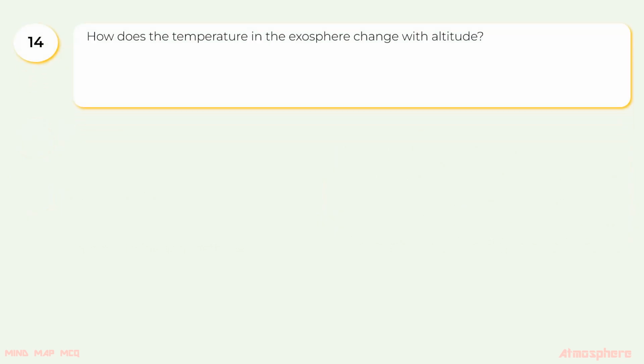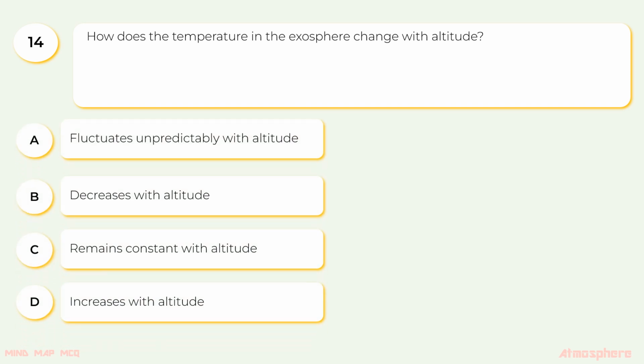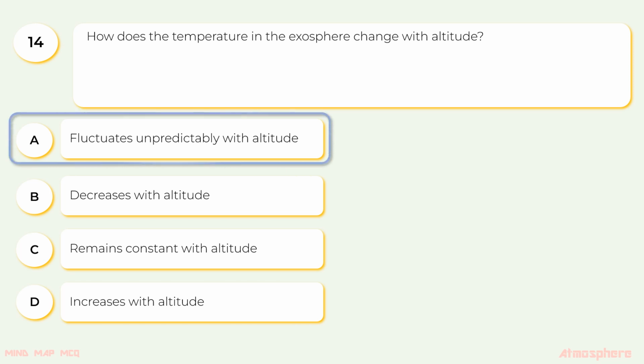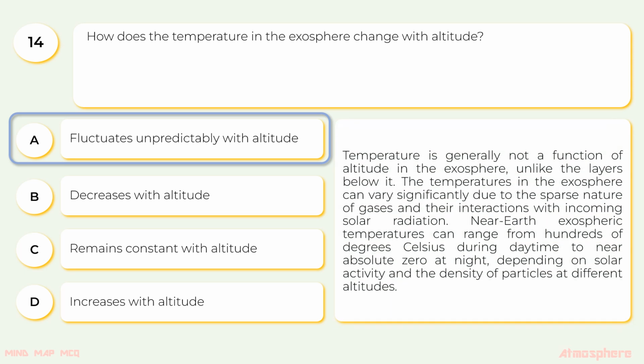14. How does the temperature in the exosphere change with altitude? A. Fluctuates unpredictably with altitude, B. Decreases with altitude, C. Remains constant with altitude, D. Increases with altitude. The correct option is A. Fluctuates unpredictably with altitude. Temperature is generally not a function of altitude in the exosphere, unlike the layers below it.